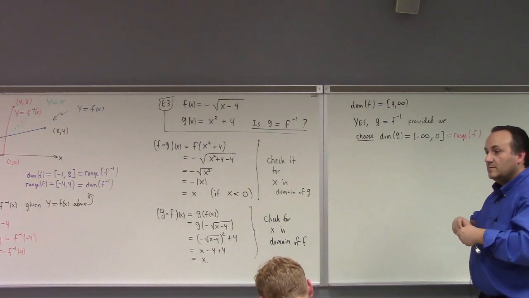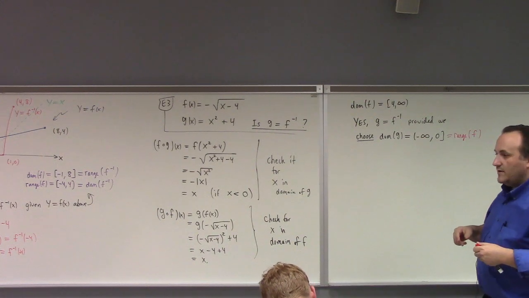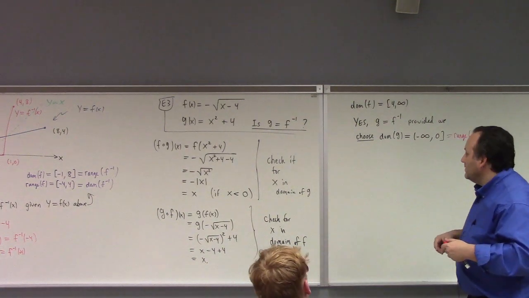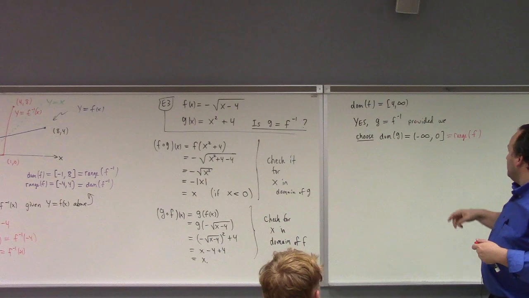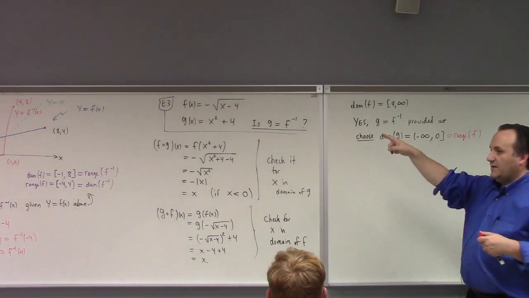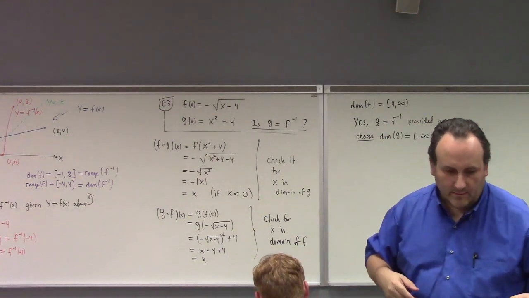Yes? Why is 0 included? Oh, because 0 is in the range. Because we plug in 4. The square root of 0 is 0.